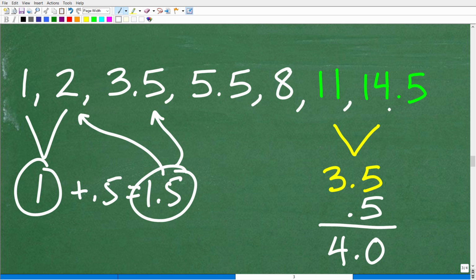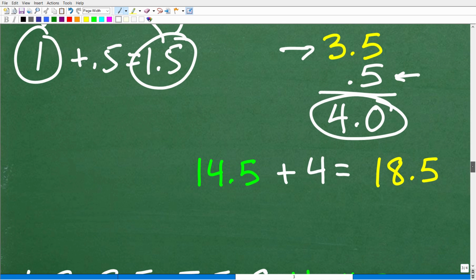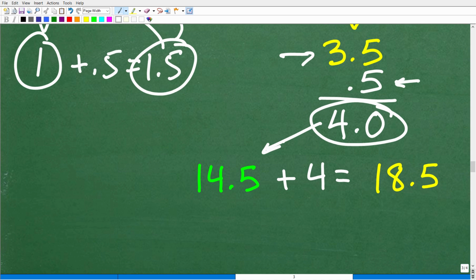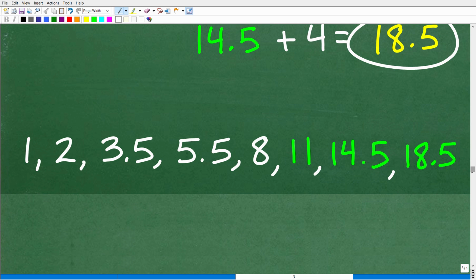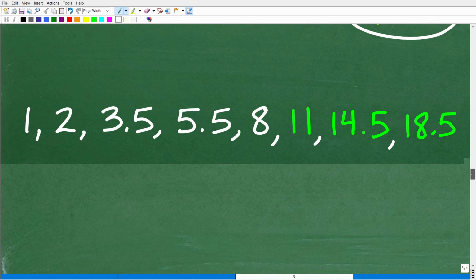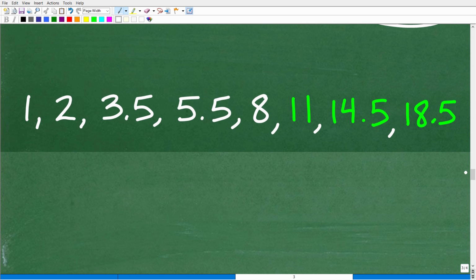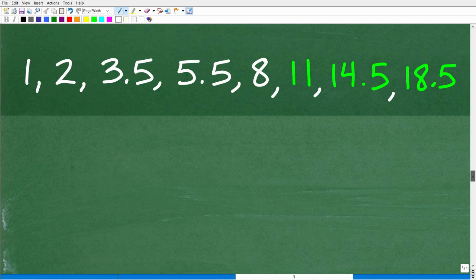Between 11 and 14.5, the difference there is 3.5. We're going to add a 0.5, which is, of course, 4. And then we take that 4 and add it to the previous term, which is 14.5. So 14.5 plus 4 is 18.5. And voila, we have all the numbers in our sequence. Again, this is not so intuitive, not so obvious what to do. That's why I indicated that a lot of people could get this wrong.